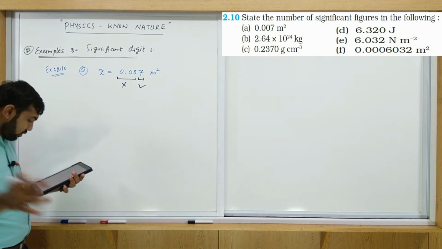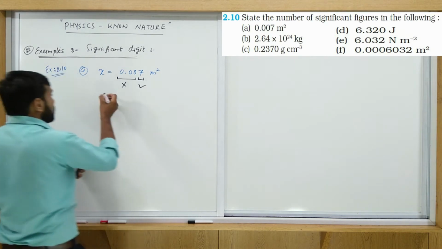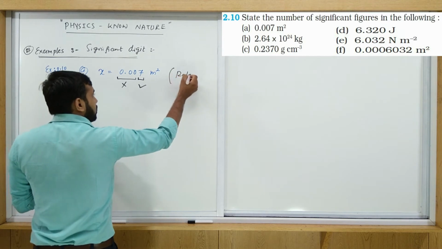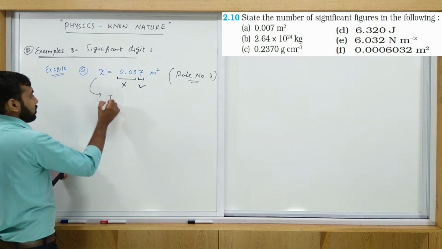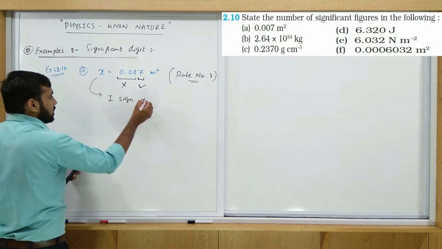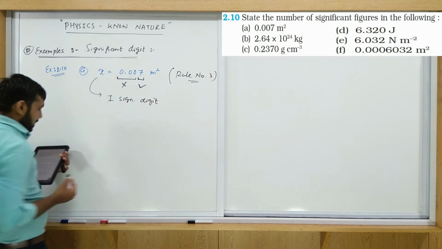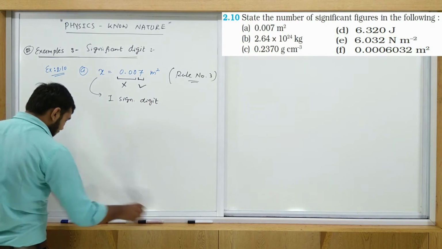Which rule? Rule number 3. So use rule number 3. How many significant digits? 1 significant digit. This is our answer. Let's solve the second example.